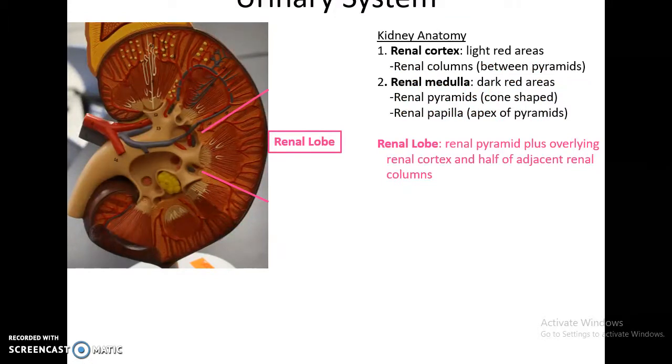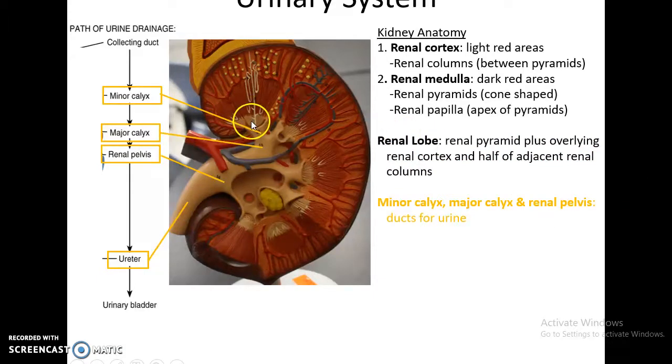So a renal lobe is a section of the kidney which includes the renal pyramid, the renal cortex above it, and half of the renal columns on either side. The renal papilla fits into a tube-like structure called the minor calyx. So each pyramid fits into a minor calyx. The minor calyxes then carry urine into a larger structure called the major calyx, and the major calyxes all carry the urine to an even larger structure called the renal pelvis. The renal pelvis then exits the kidney. When it leaves the kidney, passing through the renal hilum, it becomes the ureter, which carries the urine down to the urinary bladder.